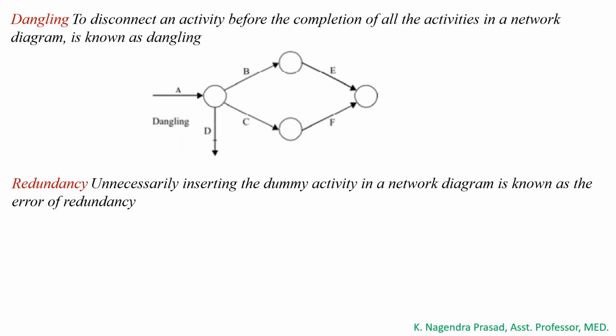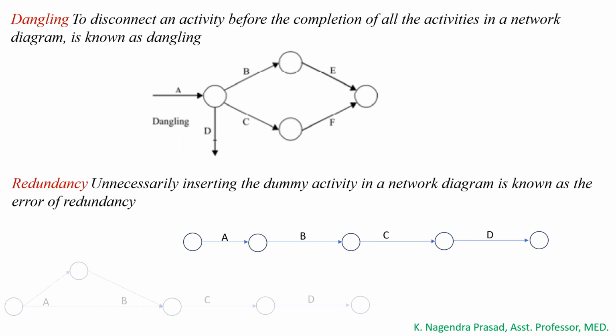The next error is the redundancy error. Redundancy error is unnecessarily inserting a dummy activity in a network diagram. Let's see the example here. All the activities, A, B, C, D, are formed one after the other. In this condition, there is no need to add a dummy activity. So when we add unnecessary dummy activities in a network diagram, we call it a redundancy error.